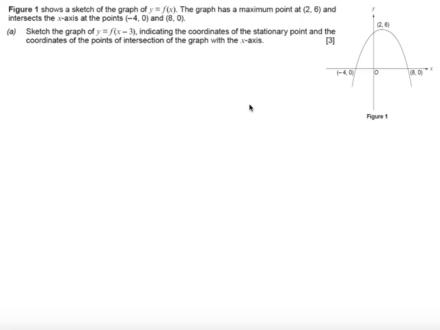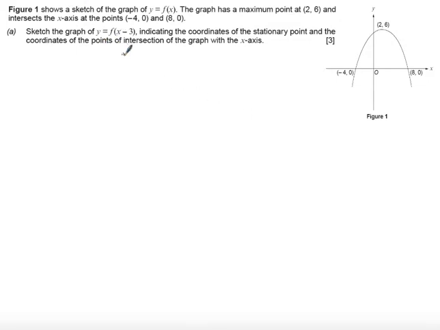In this question, we're told figure 1 shows a sketch of the graph y equals f of x. The graph has a maximum point at (2, 6) and intersects the x-axis at the points (-4, 0) and (8, 0). Part A says to sketch the graph of y equals f of x minus 3, indicating the coordinates of the stationary point and the coordinates of the points of intersection of the graph with the x-axis.